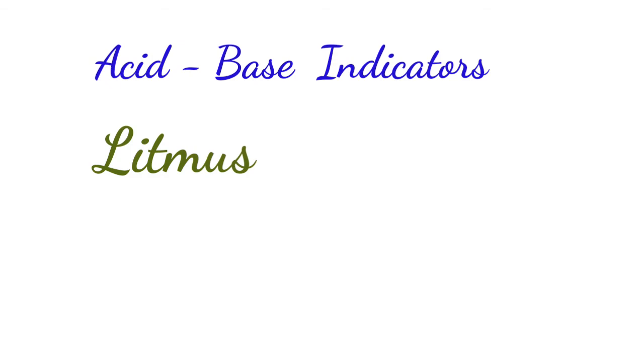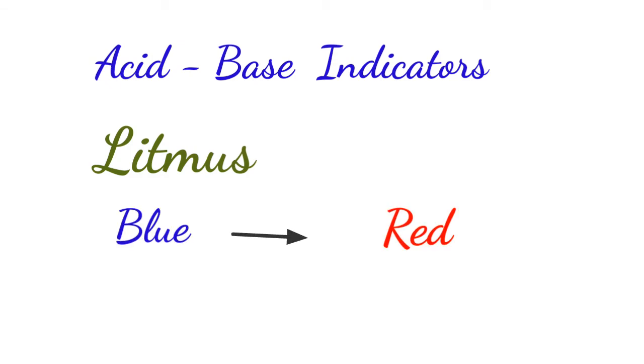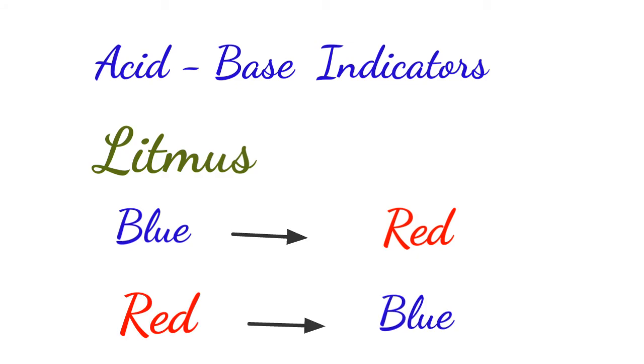If a drop of a given solution turns blue litmus to red, then the given solution will be acidic in nature. For example, orange juice turns blue litmus to red. So orange juice is acidic in nature. So we can say that orange juice contains an acid. If a drop of a given solution turns red litmus to blue, then the given solution will be basic in nature, or it will be a base.